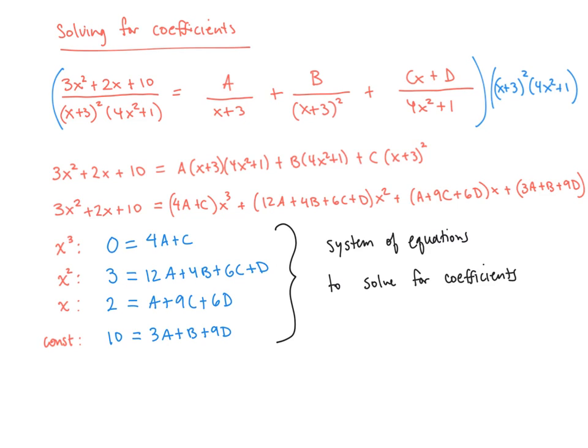Note that if you only have linear and repeated linear factors, there is a shortcut that is outlined in another video. Once you have found your values for A, B, C, and D, simply plug them in, and you will have your partial fraction decomposition.